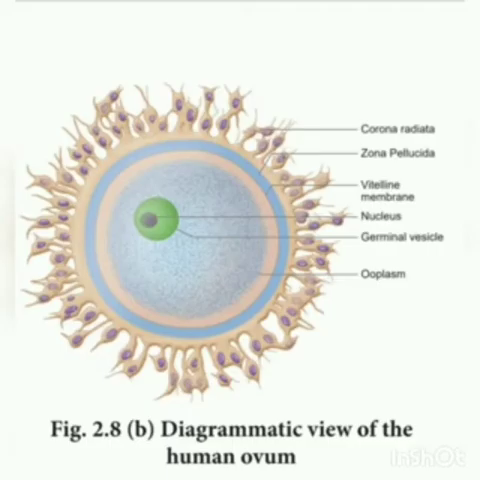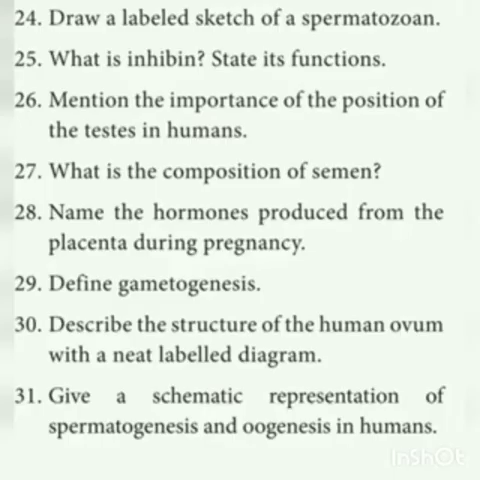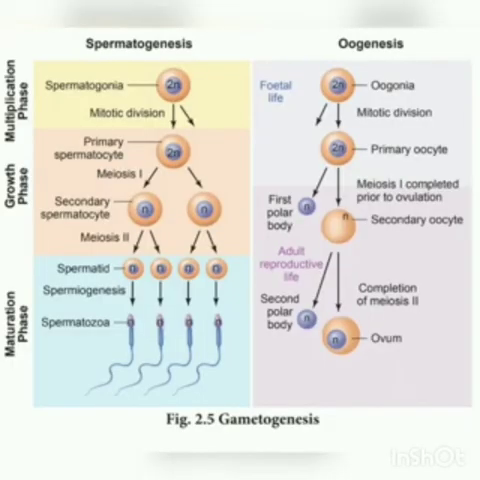And next one, give the schematic representation of spermatogenesis and oogenesis. They are asking only the schematic representation, so you can write this alone. Spermatogenesis and oogenesis: how spermatogonia form sperms, and from the oogonia, how the ovum is formed. So this is enough. Practice drawing this diagram also. And you have to write or draw all these in your assignment notebook.